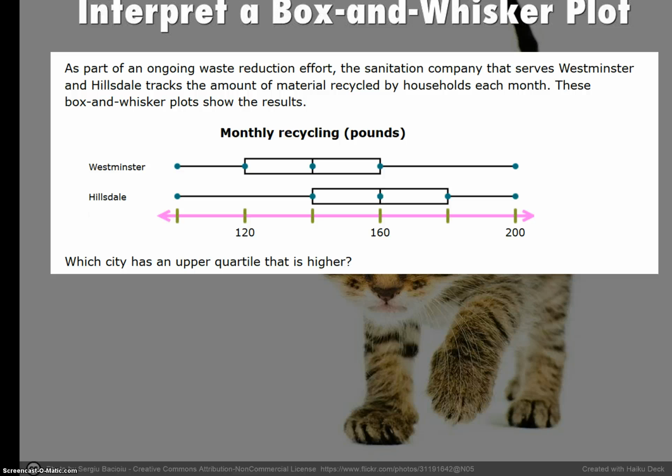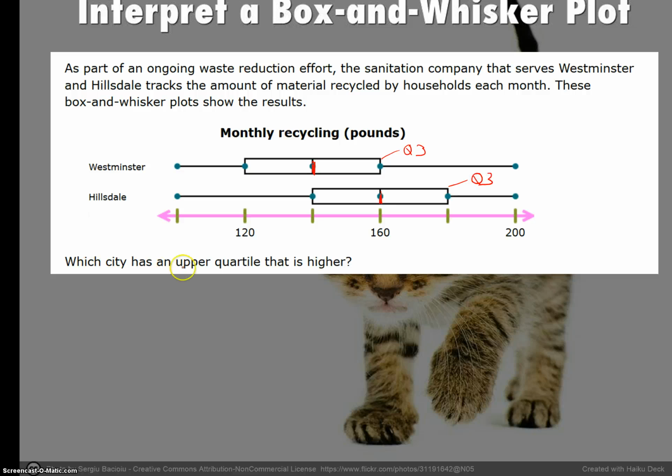It's part of an ongoing waste reduction effort. The sanitation company that serves Westminster and Hillsdale tracks the amount of material recycled by households each month. This box and whisker plot shows the results. Here's Westminster. It looks like the range is exactly the same between Hillsdale and Westminster. The median number is very different though. This is the upper quartile, quartile 3.